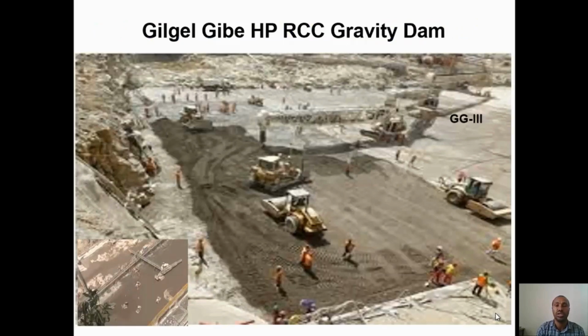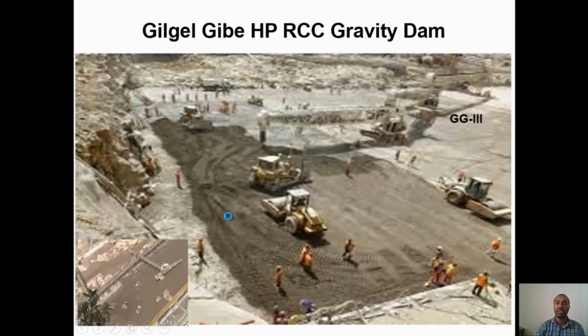This is just a sample photo of the Gilgel Gibe hydropower project, which is an RCC gravity dam. You can see now just spreading and compaction, similar to an embankment dam. You have a roller machine and also a grader and other machines spreading, then compaction layer by layer.